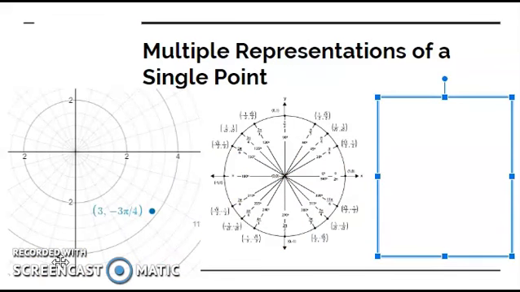So unlike the rectangular coordinate system where each coordinate is its own unique point, a point in the polar coordinate system can be represented by multiple points.